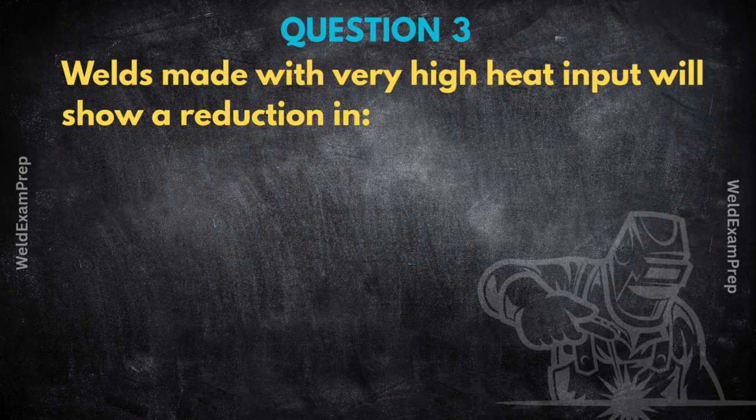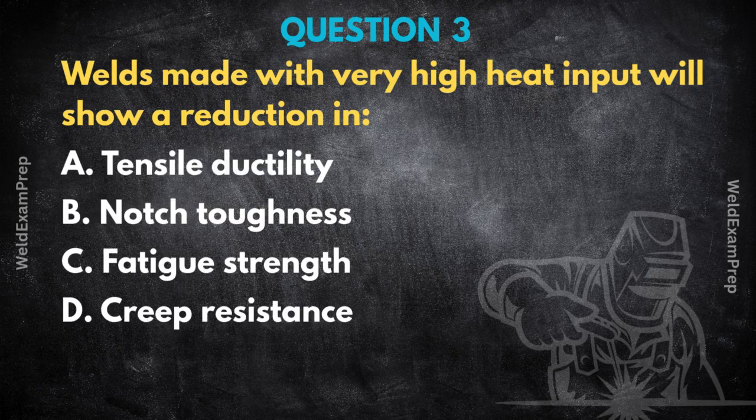All right. This one's about heat input. Welds made with very high heat input will show a reduction in what property suffers most? A, tensile ductility. B, notch toughness. C, fatigue strength.